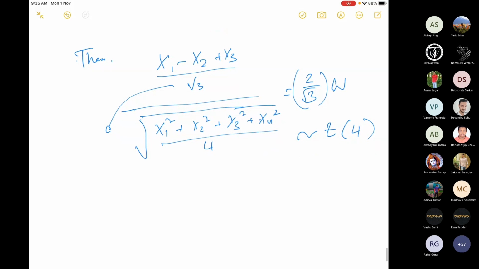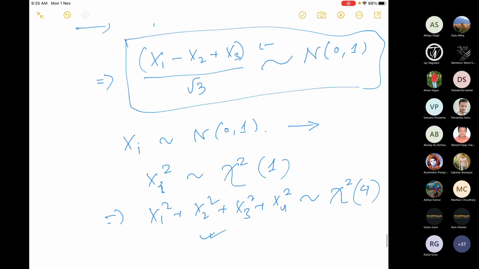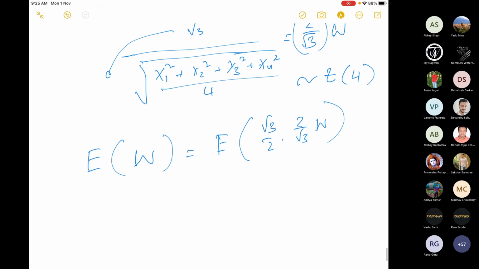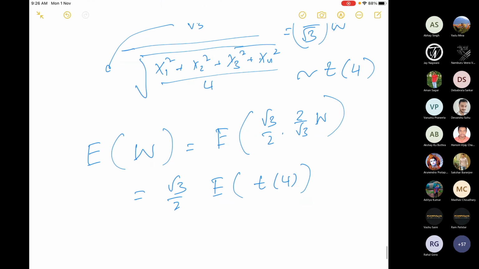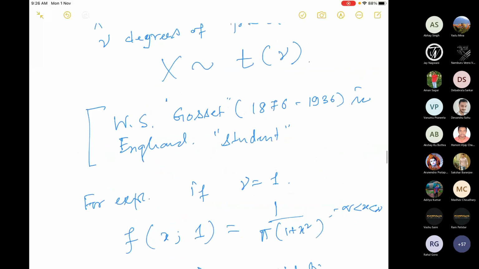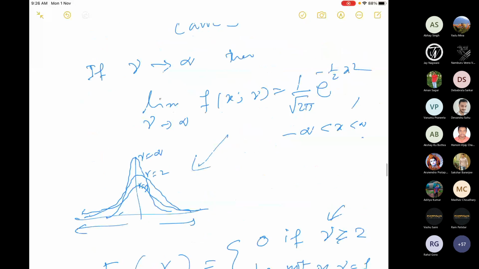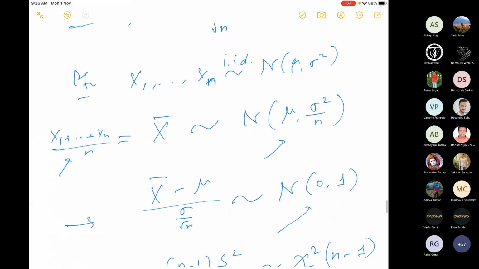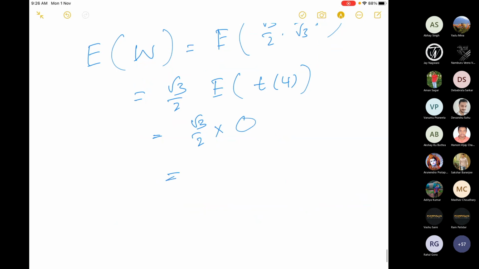Then what I have to find out is the expectation of w, because w is the required one. So this will be the expected value of root 3 by 2 times 2 by root 3 times w, which is root 3 by 2, the same trick which we used earlier, times the expectation of t of 4. What is the expected value of t of 4? This we also said here for the t distribution: the expected value is 0 when nu is bigger than or equal to 2. Here it is 4, so it is 0. Then the answer is equal to 0.